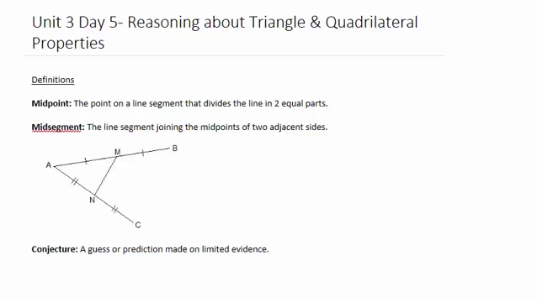Today we will be looking at reasoning about triangle and quadrilateral properties. Before we start, we need to look at a few definitions. A midpoint is the point on a line segment that divides the line into two equal parts.